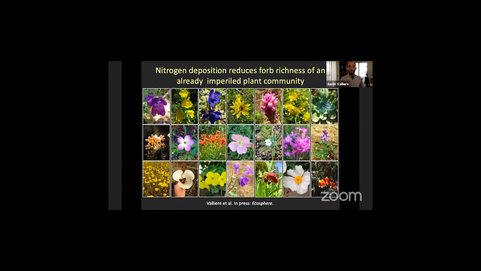And these are just images of some of those native forb species in coastal sage scrub. This actually came out earlier this year in Ecosphere if anyone wants to read that. I haven't updated the slide, because I forgot to.